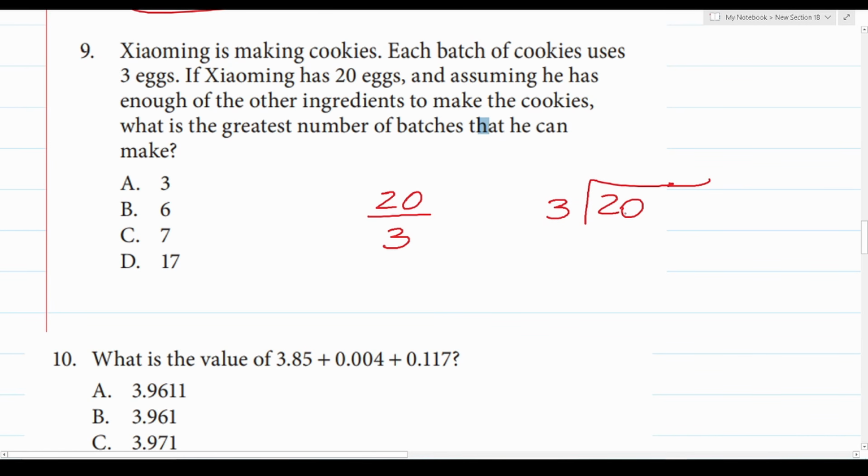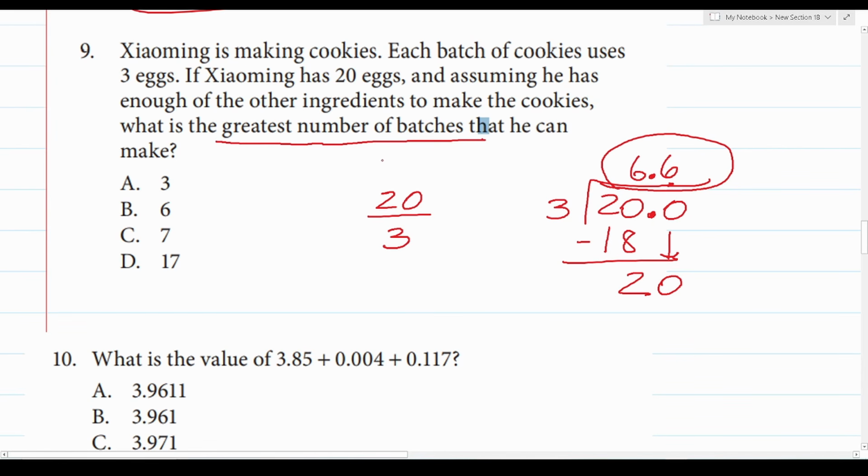3 goes into 20 6 times without going over, given that 3 times 6 is 18. 20 minus 18 is 2. Again, we have a free decimal we can bring down as long as we add a decimal here and here. And the question becomes, how many times does 3 go into 20? That's 6 times. And right now we have enough to answer this question. He can make 6.6 batches. That is to say, he can make 6 full batches and 0.6 of another batch. This question wants to know what the greatest number of full batches he can make with those 20 eggs is. And that, of course, is going to be 6. Okay?